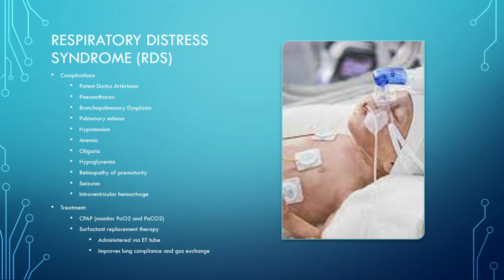Another thing that can be done is we know that RDS can be due to low levels of surfactant. So we can actually do surfactant replacement therapy. So this gets administered via an ET tube. So they'll put an ET tube in and they aerosolize the surfactants right directly into the lungs to help increase that amount of surfactant in there.